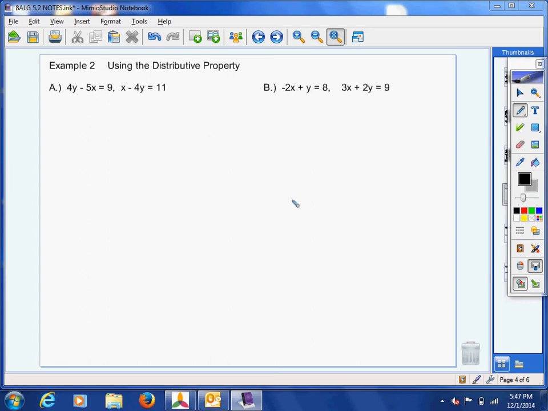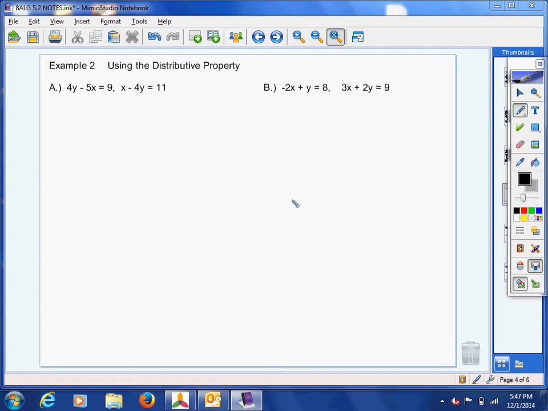Welcome back, 8th graders. We're going to do 5.2 example 2. I hope I don't confuse the mess out of you, so I apologize in advance if I do. That is not my intention. I'm going to show you another application for the substitution that we've been learning in example 1.